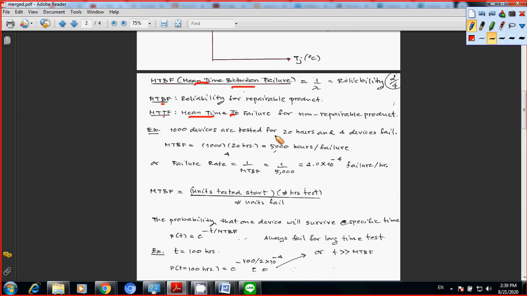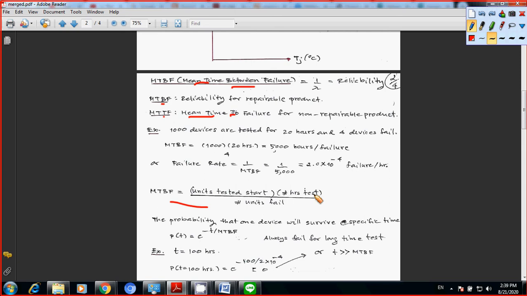You can apply this equation. The definition of MTBF is equal to units tested, how many units of your product you want to test, multiplied by the number of hours you're going to test, and divided by the number of units that fail. That will give you your MTBF.